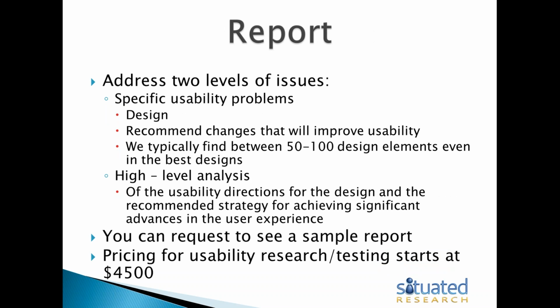So the report addresses two levels of issues: specific usability problems from design, and then we go ahead and recommend changes that will improve the usability. We typically find anywhere between 50 to 100 different design elements that need to be fixed, even in the best designs. And we use high-level analysis of the usability directions for the design and the recommended strategy for achieving significant advances in the user experience. So you can request to see a sample report from us. Pricing starts anywhere from $4,500 and goes up for this complete report.